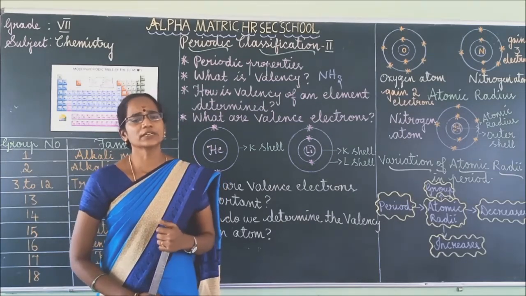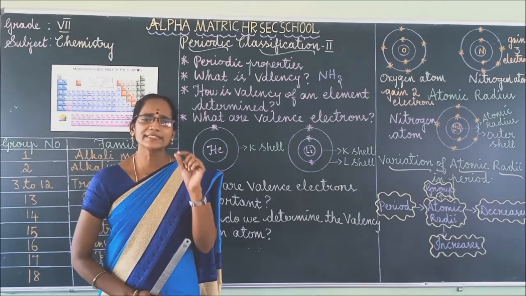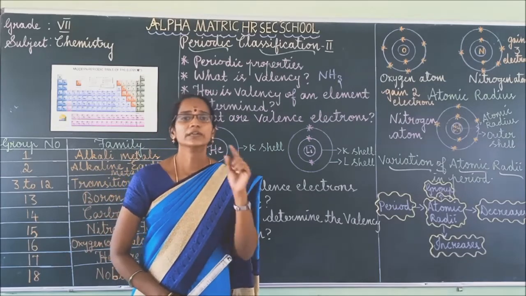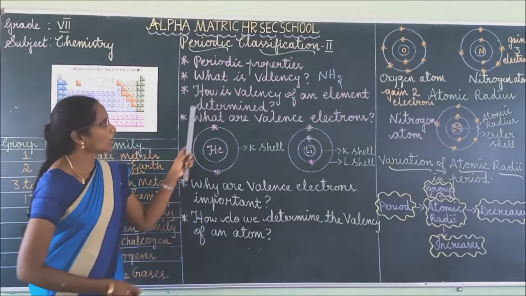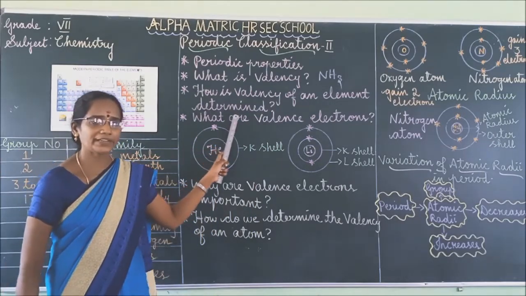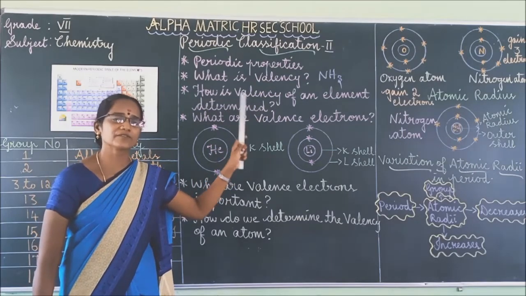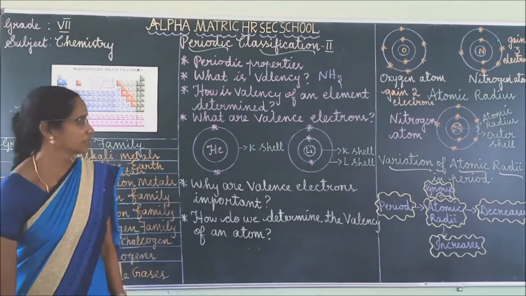An atom is electrically neutral because the positive charge of the nucleus is equal to the negative charge of the electrons, right? So, how is the valency of an element determined? The valency of an element is determined by its valence electrons. That point you have to remember, right?